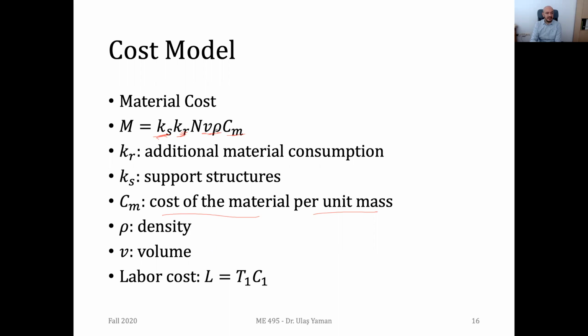Okay. And then we have the labor cost. It's a very simple one. We multiply with T1 and C1. What are these? I think we have it, but I think not included here, but not complicated. You can obtain the labor cost by simply multiplying T1 and C1. These are related to the time your workers are spending in your factory and their cost.